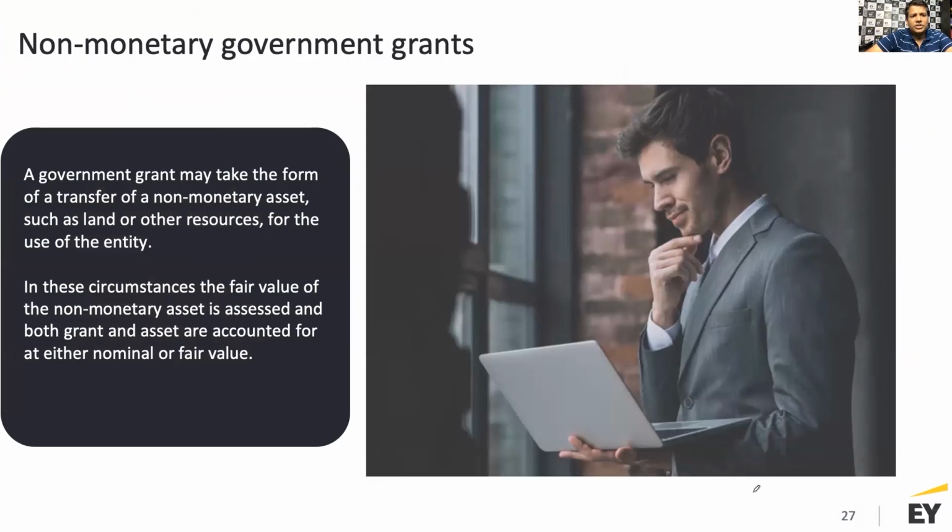In these circumstances, the fair value of the non-monetary asset is assessed, and both grant and asset are accounted for at either nominal or fair value. So you have an accounting policy choice, right? You can record a grant which is related to an asset at fair value and then record that as deferred income over the period of time, or you may decide to knock it off from the carrying value of the asset itself.